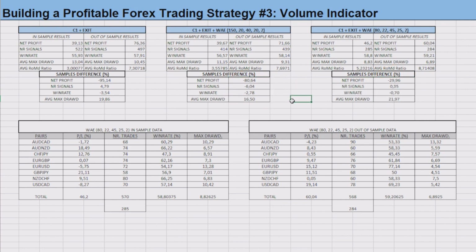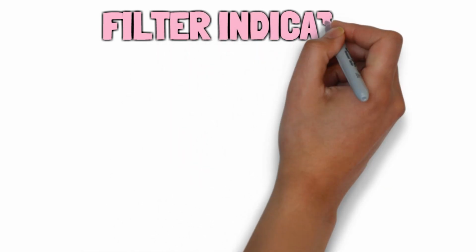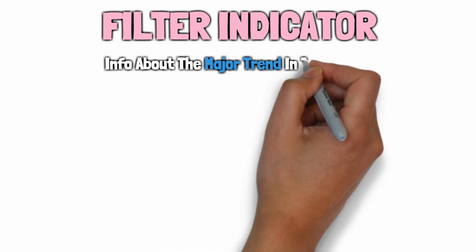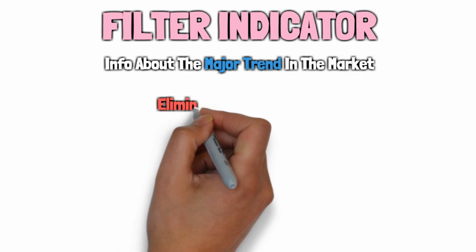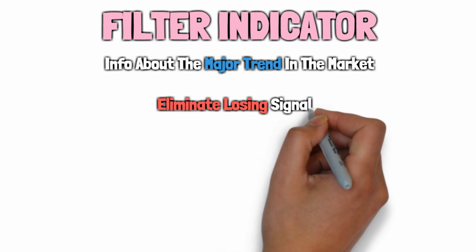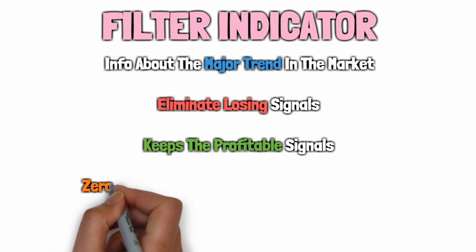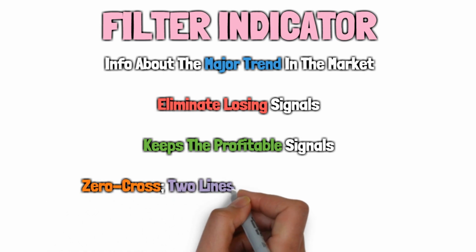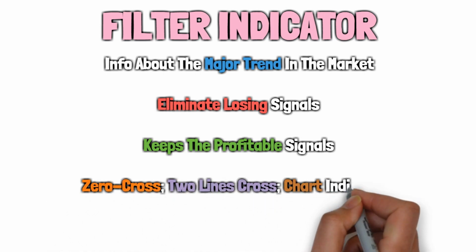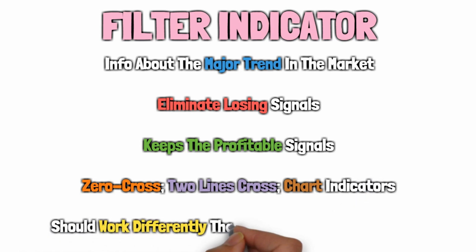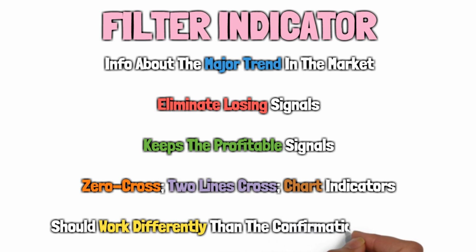Now let's talk about the secondary confirmation indicator. A secondary confirmation indicator is an indicator that provides information about the major trend present in the markets, which should eliminate the largest number of false and losing signals given by the confirmation indicator while maintaining the profitable entry signals. It can be a zero cross, a two lines cross, or a chart indicator. But usually we should look for an indicator that works differently than our confirmation indicator, so that our final trading system is as efficient and diversified as possible.